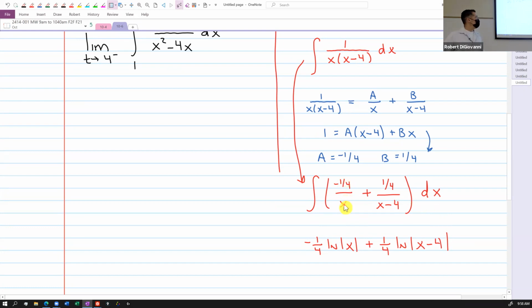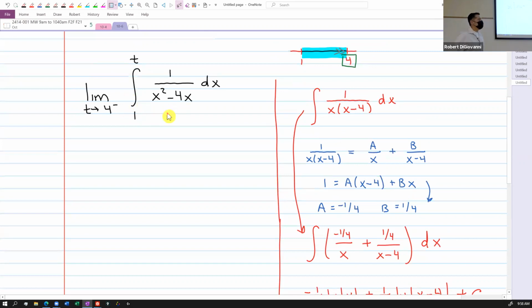And I looked at this as being 1 over x. And I remember that the antiderivative of 1 over x is natural log of x. And then over here, if you ignore the 1/4, that's like 1 over x minus 4. The antiderivative of that is natural log of x minus 4. And then I just pulled the constants out front. So that's my antiderivative. Questions there? Plus c, my general antiderivative.